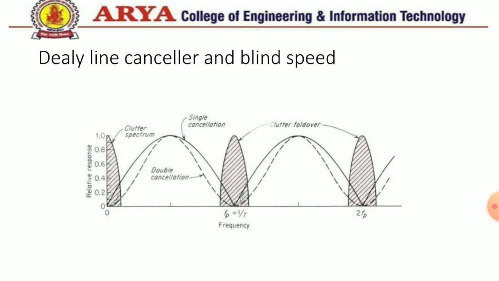So what we can do is add multiple delay line cancellers with different frequency responses. If we add another delay line canceller with another frequency response, in that case we can avoid blind speed.